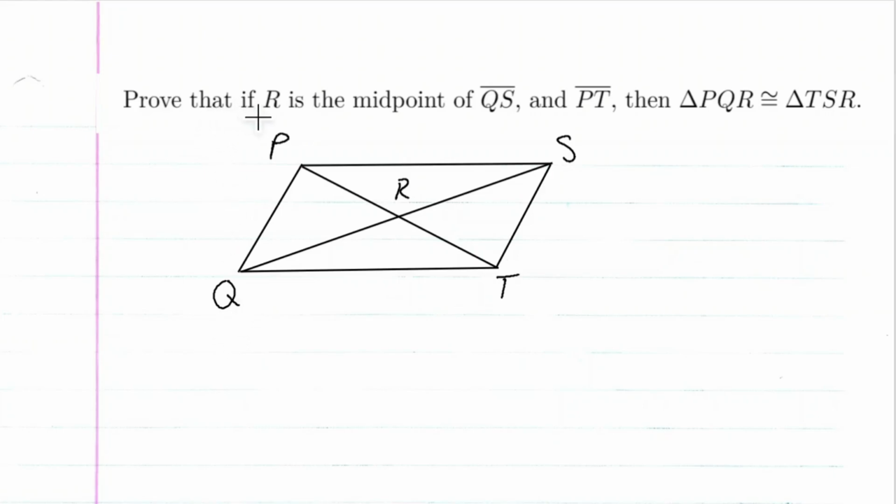Okay, so we're going to prove that if R is the midpoint of QS and PT, then triangle PQR is going to be congruent to triangle TSR. So let's go ahead and start the proof.